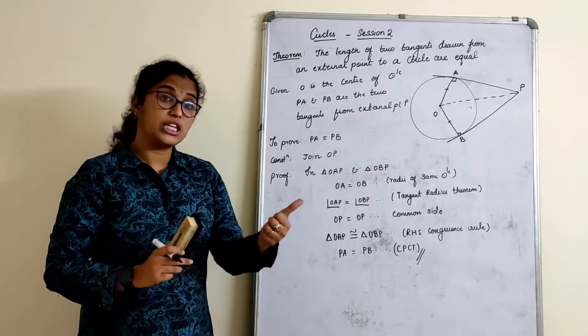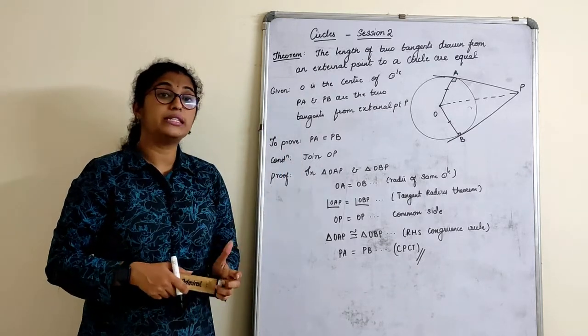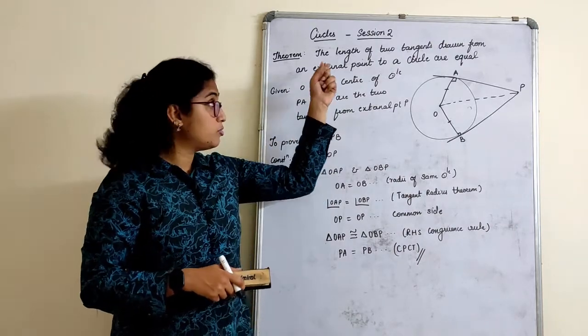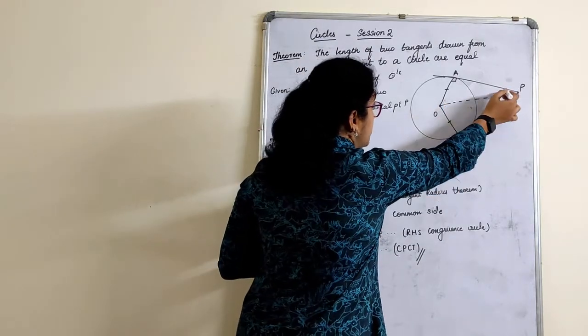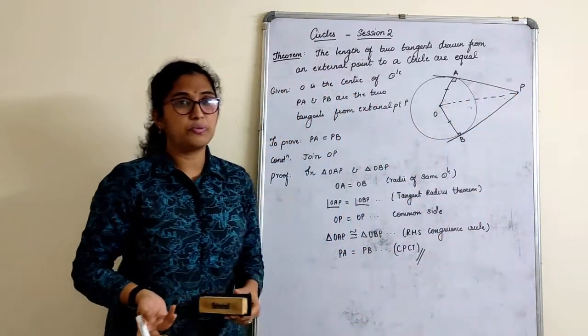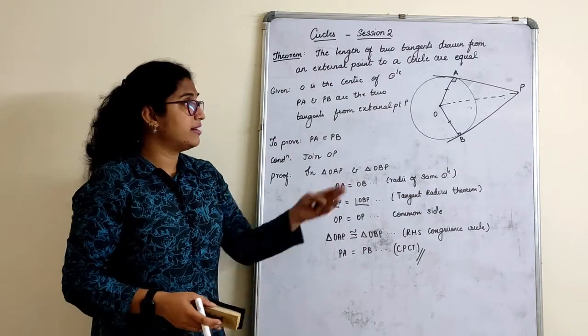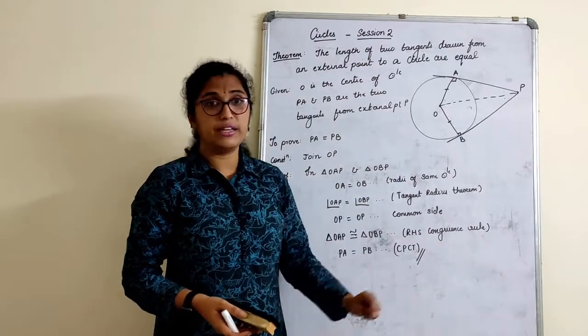Now, yesterday's theorem, the tangent radius theorem, was important. This theorem is important. Along with this, there is one more theorem, so I will also do that theorem. We need to prove that these two angles are equal and these two angles are equal. How do you prove that, children? Prove that the triangles are equal and congruent. After that, CPCT.